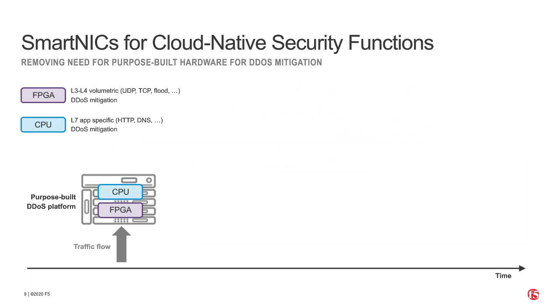So if you look at historically, let's take DDoS as an example here. In order to provide DDoS mitigation, people have always been using purpose-built DDoS platforms, and F5 is in that category as well. So we have FPGAs on board, which help us to mitigate against volumetric DDoS attacks. So they actually filter out the bad traffic, the volumetric traffic, before it hits the CPU and before the CPUs need to do their more sophisticated tasks.